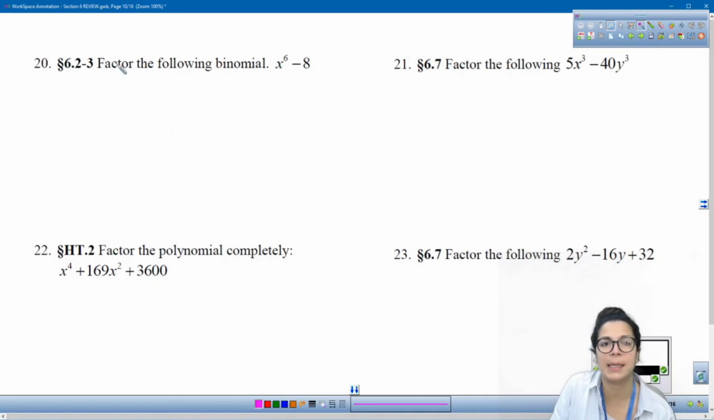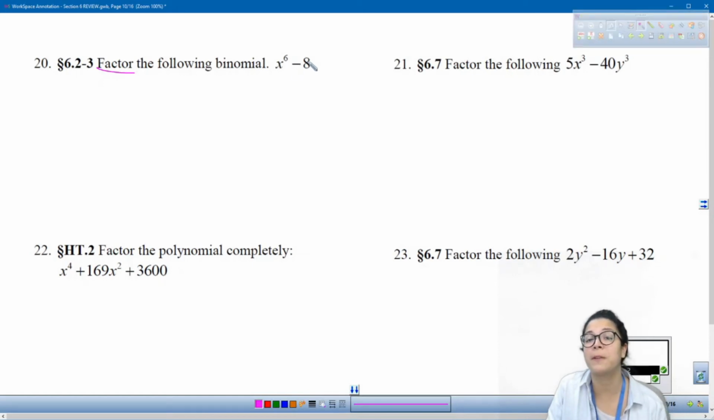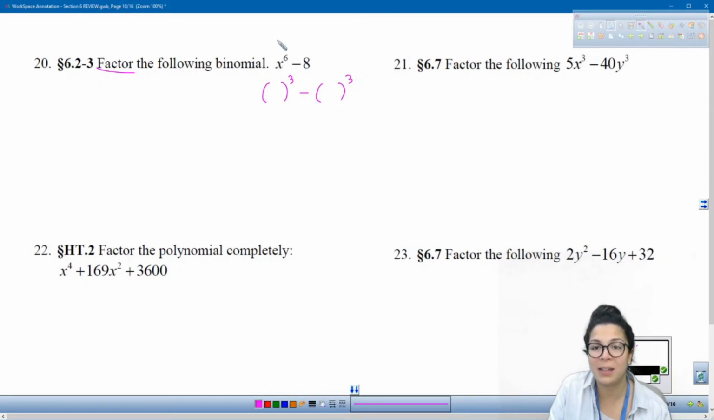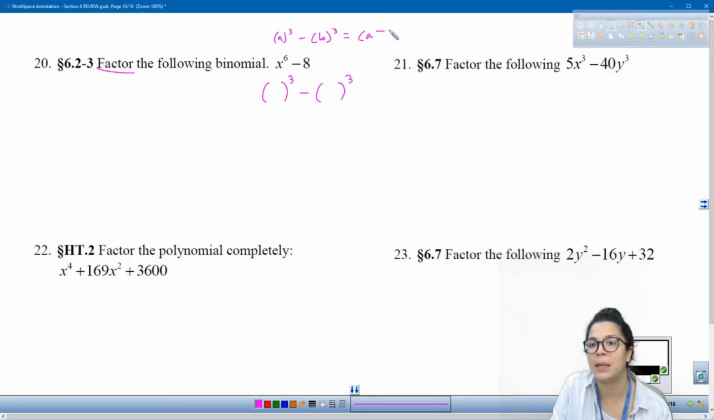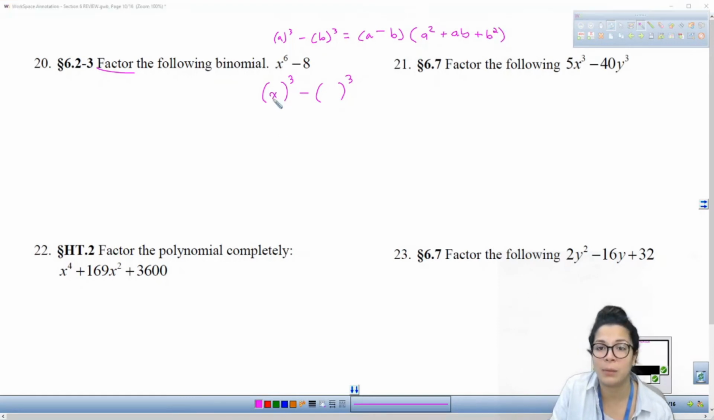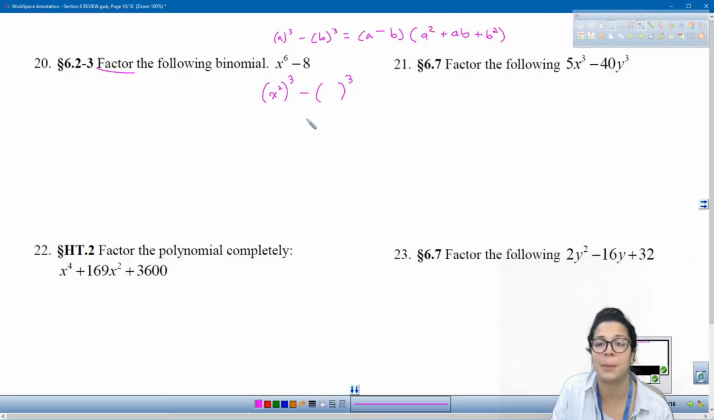So on number 20, they're asking us to factor. Okay, that's easy. Both of these, do you notice that they are both perfect cubes? They're not both perfect squares, but they are perfect cubes. So I need to write it as something cubed minus something cubed. Remember the identity: a cubed minus b cubed will factor into a minus b times a squared plus a times b plus b squared. That is the identity. So what's your a value? It's x squared, because x squared cubed is x to the power 6. What's your b value? It's 2, because 2 cubed is 8.